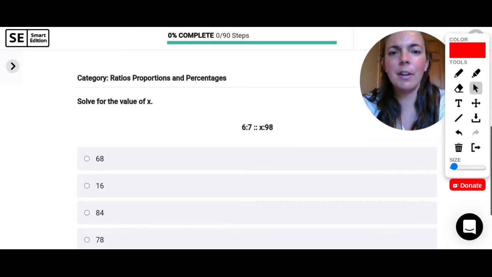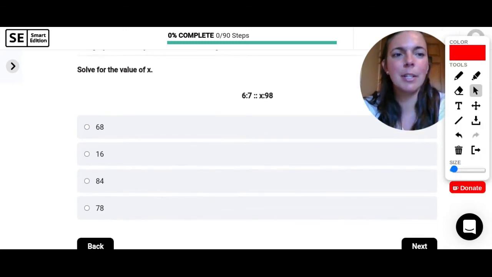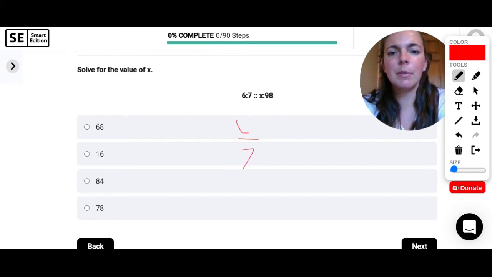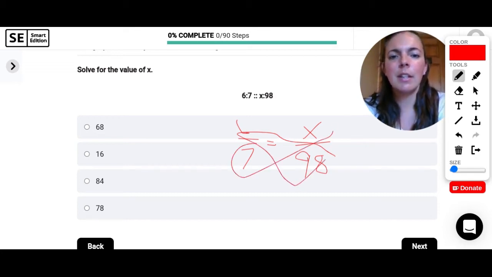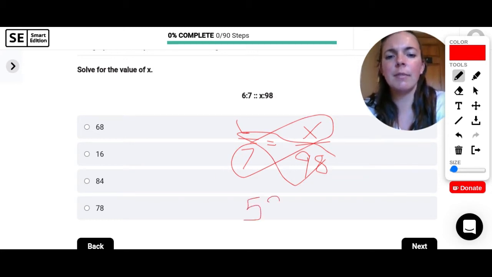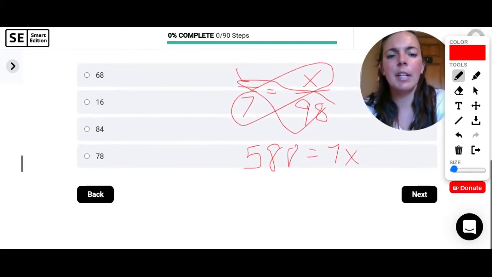All right, let's solve for x. So another one of these questions where we are going to set up a proportion. So 6/7 is going to be equal to x over 98. Again, I choose to cross multiply for these. So 6 times 98, 7 times x. You're going to get 588 equals 7x. And then from here, we're just going to divide by 7, and we should get that x is equal to 84.